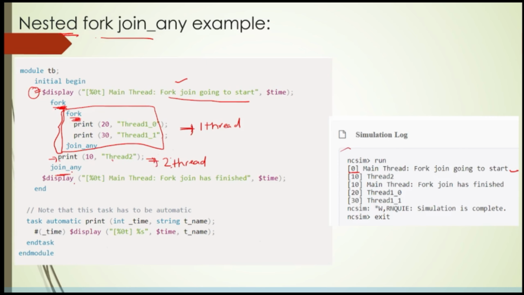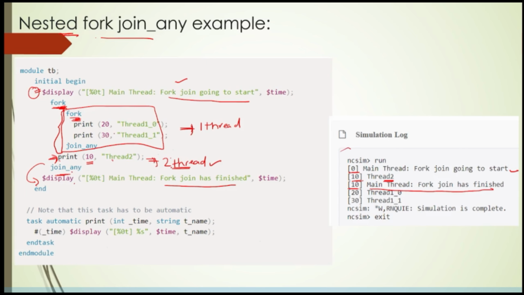As you already know, in fork join any, if at least one thread is successful, then the compiler will get out of this fork join any. Now at 10 time units this thread 2 is executed. Since at least one of the threads is successful in execution, it will come out of this fork join any block. Now "fork join has finished" from the main thread will be executed at the same 10 time units itself.